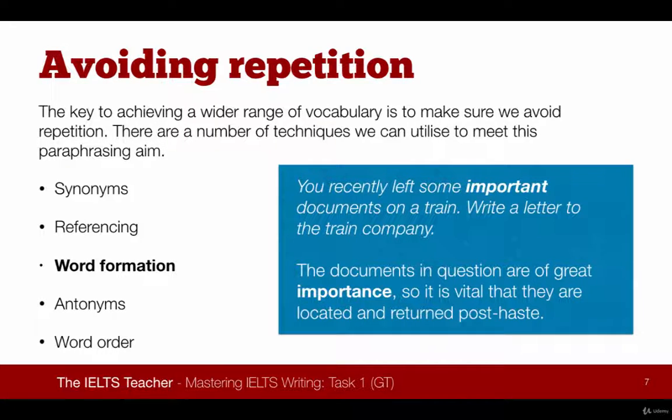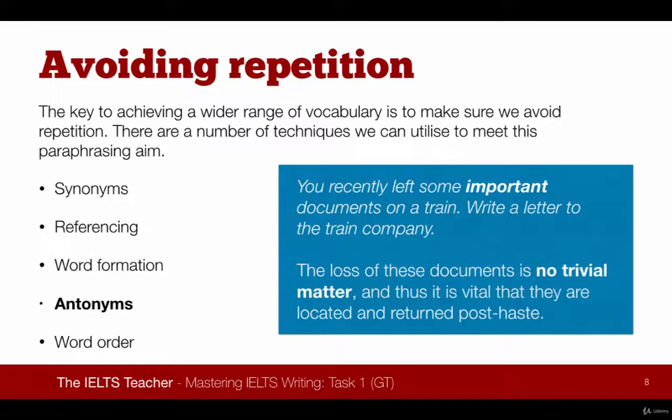Important is the adjective. We can think about using the noun instead. The documents in question are of great importance, so it is vital that they are located and returned post haste. Okay, so important to importance. We can also think about antonyms. So as synonyms are different words for the same thing, antonyms are like the opposites. We're trying to communicate an opposite meaning.